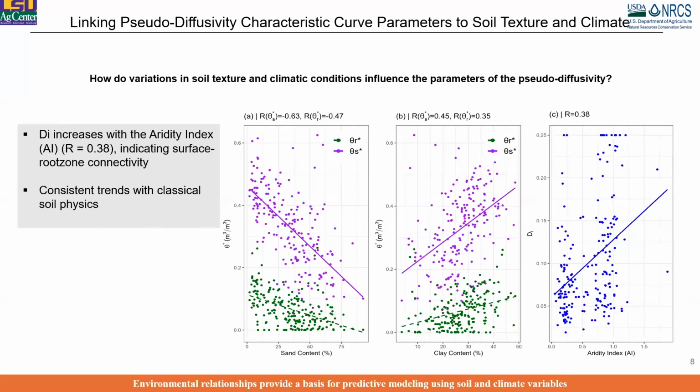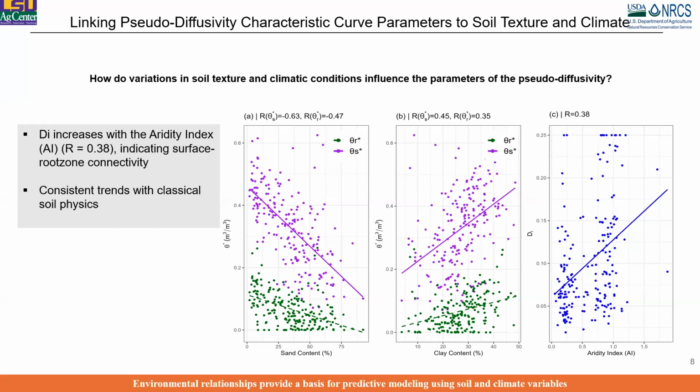Because we want to identify which soil parameters or climate variables control the parameters that we have, we try to find the relationship that exists. You see that for the two parameters, theta S and theta R, against clay and sand content, we have a negative correlation with sand. This is classical soil physics: as the sand content increases in percentage, the water retention decreases.